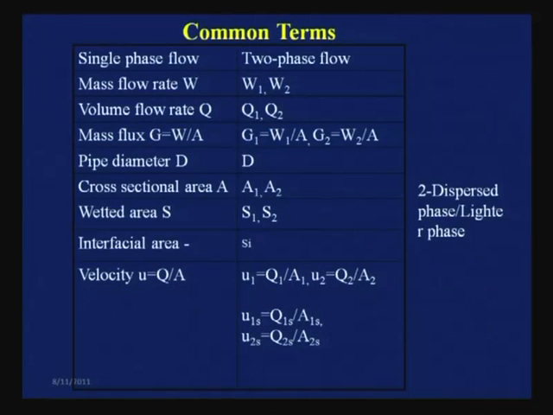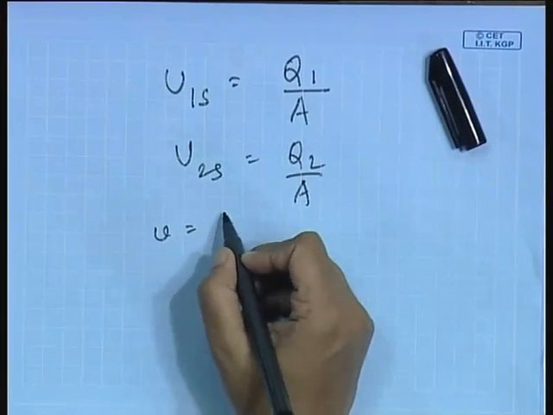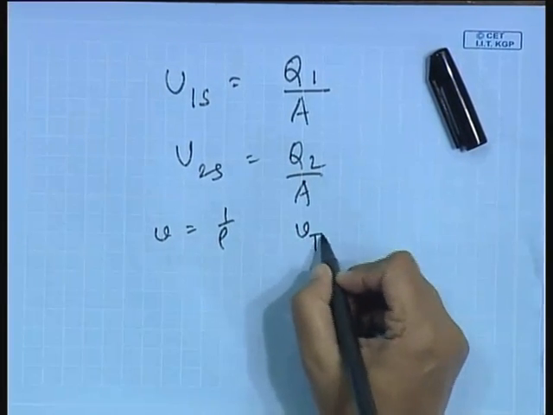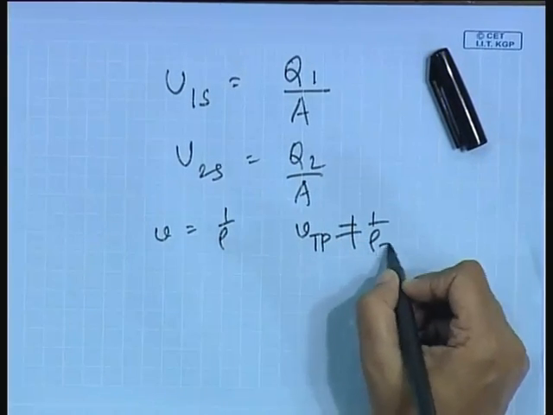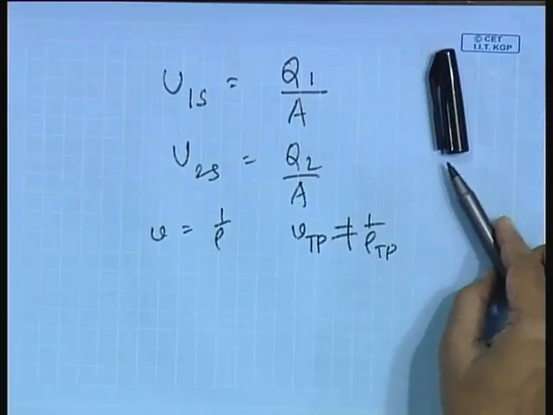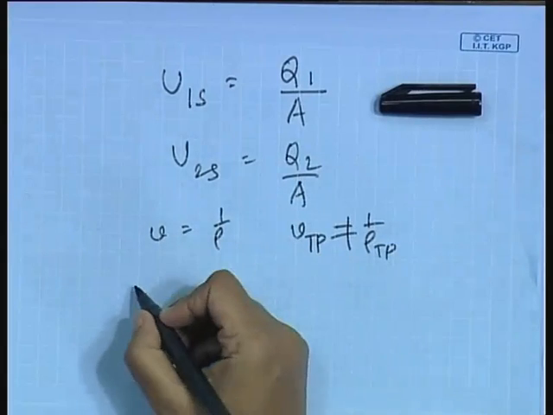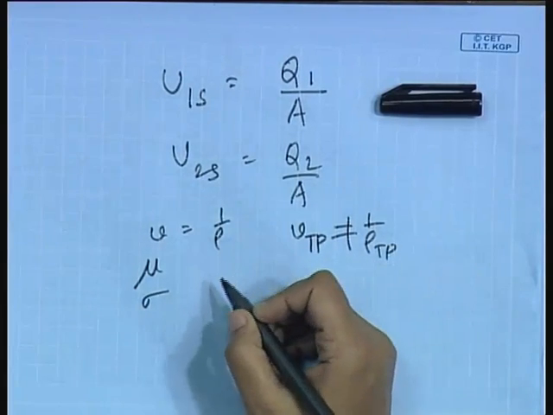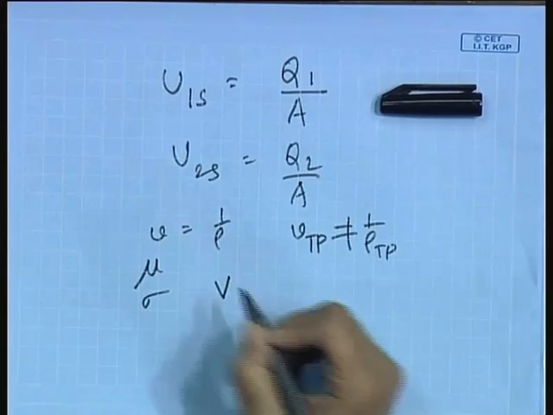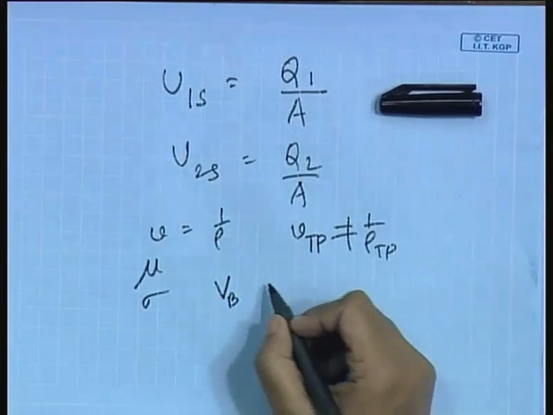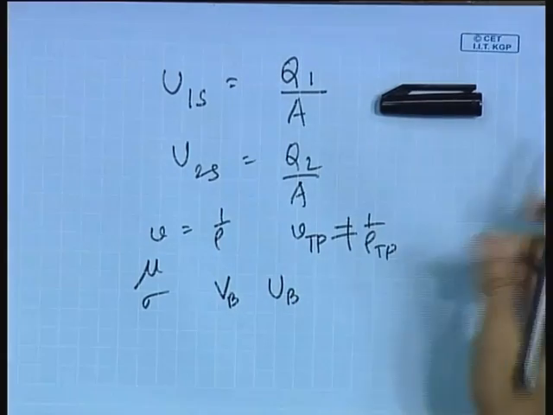Apart from the definitions, viscosity is referred to as mu, surface tension as sigma, volume as V. When it is a specific volume, it is small v, which is nothing but 1 by rho. So in this particular case, we have VTP, which is definitely not equal to 1 by rho TP. I mention this almost every class, just because it is so very important. And usually when we refer to bubbles, the bubble volume is referred to as VB, the bubble velocity as UB, and things like that.